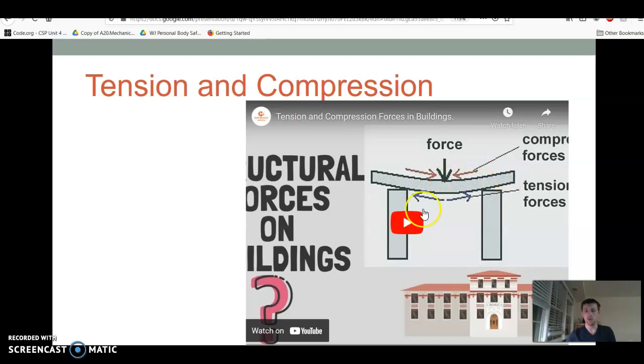If you have a board placed across 2 beams like so, the top of the board is going to experience compression while the bottom experiences tension.